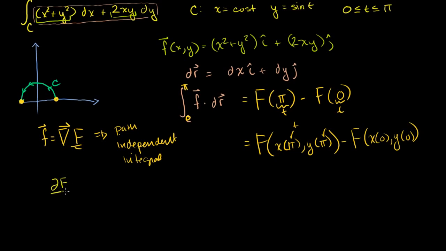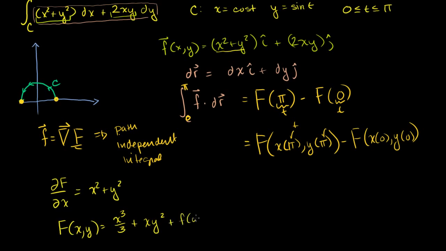So we know that the partial of f with respect to x is going to have to be equal to this right here. So that's x squared plus y squared, which tells us, if we take the antiderivative with respect to x, that f of xy is going to have to be equal to x to the third over 3 plus xy squared, right? y squared is just a constant in terms of x, plus f of y. There might be some function of y that when you take the partial with respect to x, it just disappears.